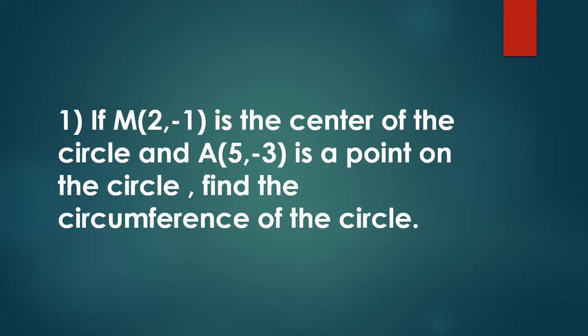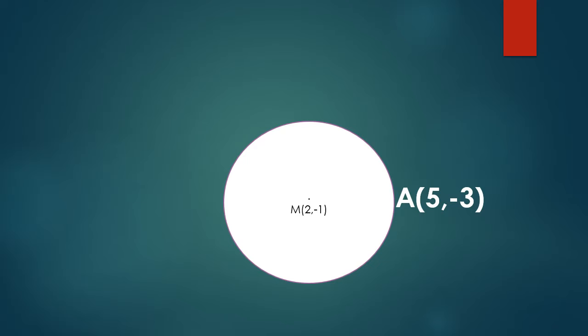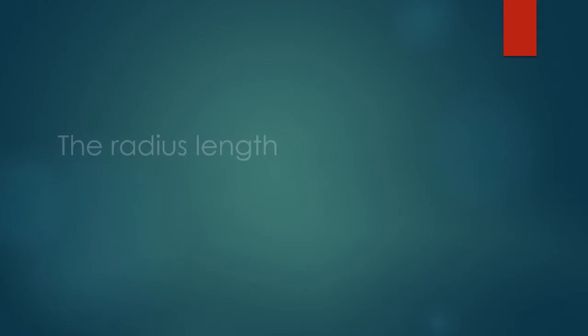Example number 1. If M is the center of the circle, M (2, -1), and A (5, -3) is a point that lies on the circle, find the circumference of this circle. Firstly, M is the center of this circle, where M equals (2, -1), and A is a point lying on the circle. Then if we join M and A, we get the radius of the circle. The first step, we must get the length of MA, which is the radius of the circle.